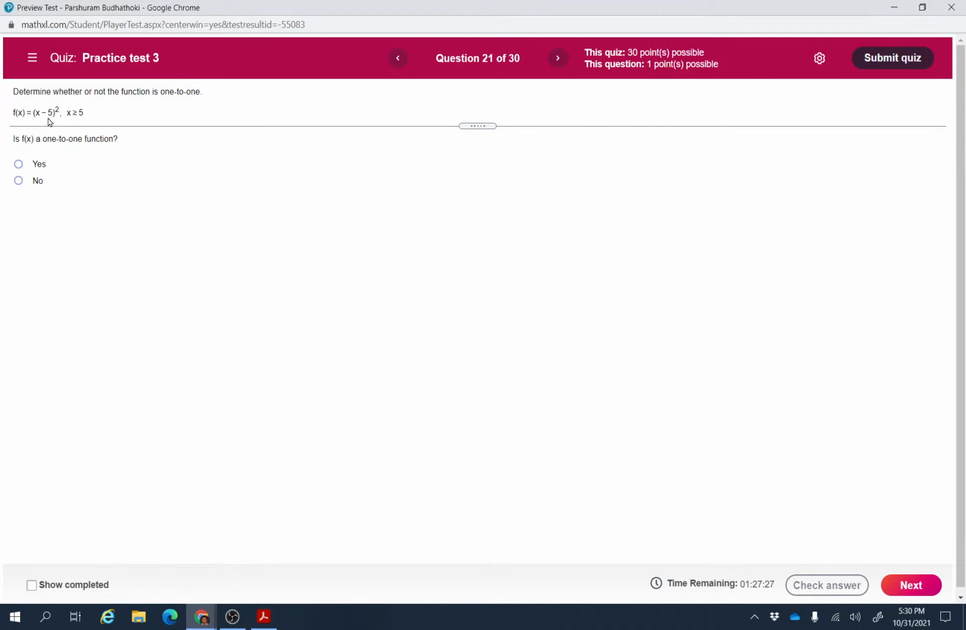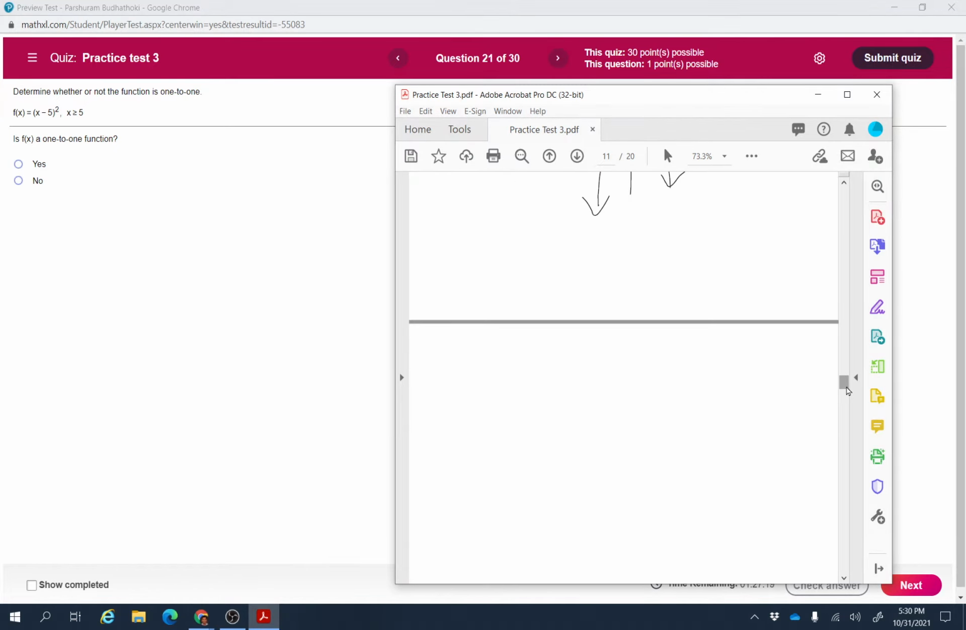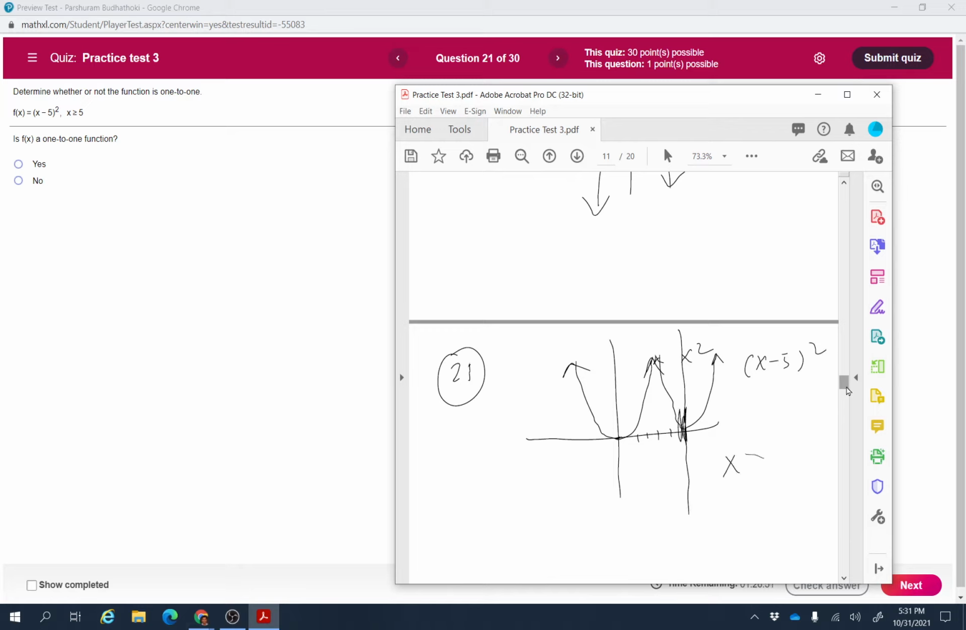What about this? Again, this is a quadratic function, but this is restricted when x is greater or equal to 5. So if you try to use the quadratic function, x minus 5 whole square, this is x square, and if you want to plot the graph of x minus 5 whole square, you are just using the same graph but moving it 5 units to the right. 1, 2, 3, 4, 5. So this is the graph of x minus 5 whole square. But you are looking for this graph only when x is greater or equal to 5. So only this part.